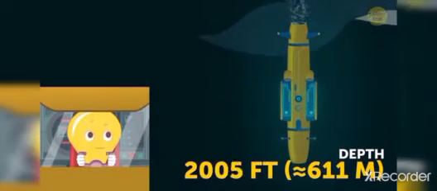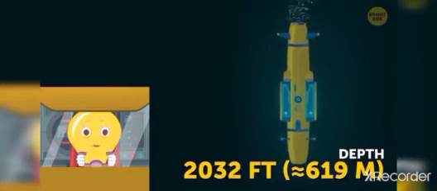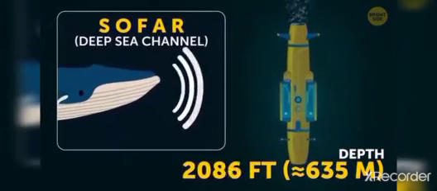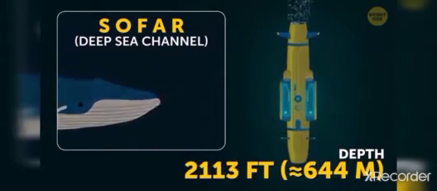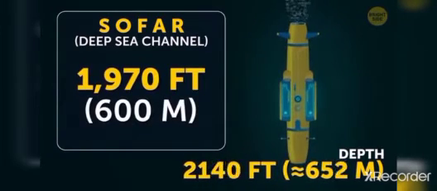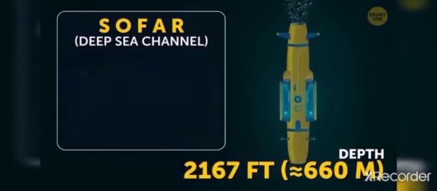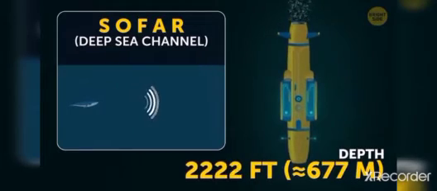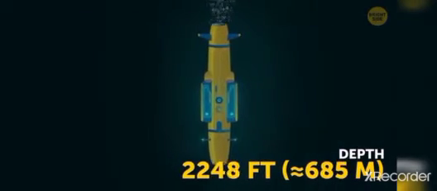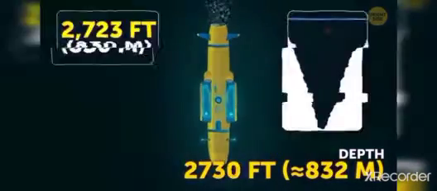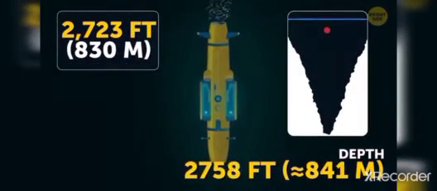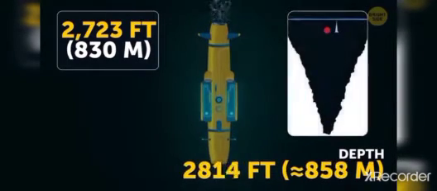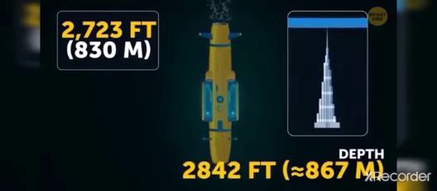Shh! You hear this? These are the sounds fin whales are making to talk to their friends many miles away. They can do this thanks to the SOFAR channel, or deep sea channel, that generally starts at 1,970 feet, but can vary in depth. It's a layer of water where the speed of sound is at its minimum, and sound waves can go thousands of miles before disappearing. At the depth of 2,723 feet, we have reached the point where the Burj Khalifa, the tallest building in the world, would not even show its tip on the surface if it were put underwater.